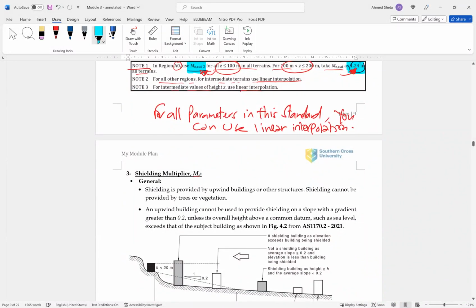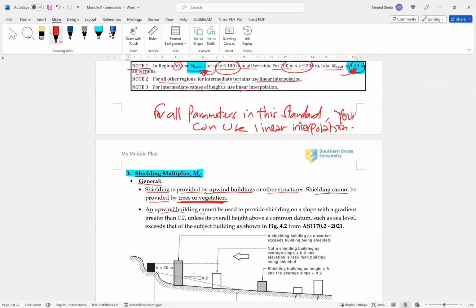The second multiplier we have is the shielding multiplier, MS. Generally, shielding is provided by upwind buildings or other structures. Shielding cannot be provided by trees or vegetation. So trees are not shielding. They affect the terrain category, but don't affect the shielding multiplier.